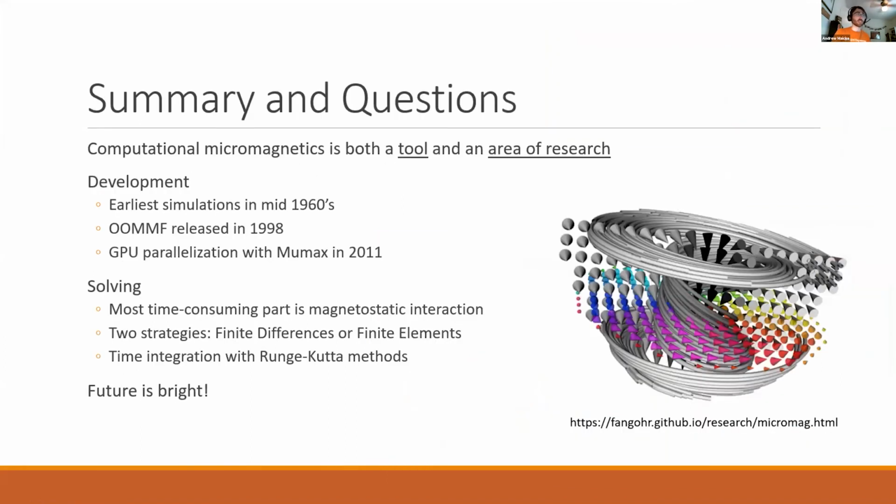To briefly summarize what I talked about today, computational micromagnetics is both a tool and an area of research. It started in the 1960s, but really the big push forward was with the release of OOMMF in 1998. Any micromagnetics code is interested in solving the Landau-Lifshitz-Gilbert equation, which we do using either finite differences or finite elements, and then we step forward in time with some kind of Runge-Kutta method. Yeah, and so the future looks pretty bright. If anybody has any questions, I'm happy to take them.